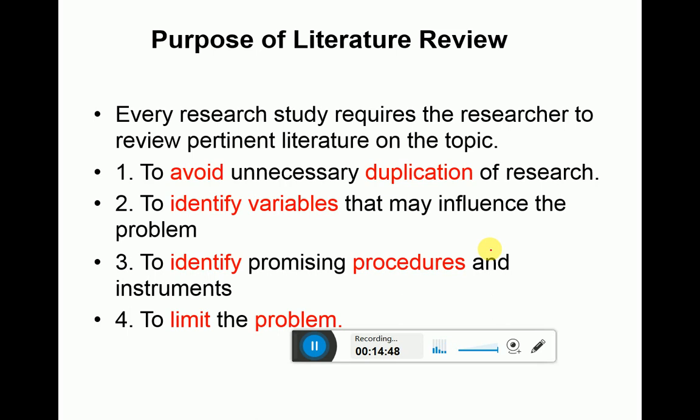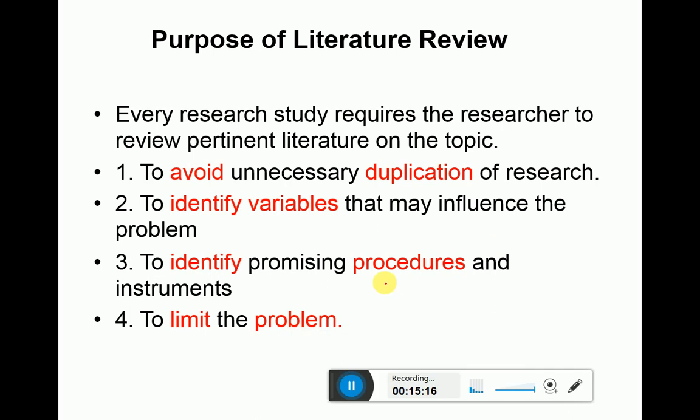To identify variables that may influence the problem. As I told you last time, the literature review basically aims to identify the variables. Variables simply mean the factors the problem is connected to. To identify promising procedures and instruments simply means how others have solved the problem. What are the different techniques used by the others? So identify the procedures, instruments, tools, techniques, etc. That is basically the purpose of the literature review. It will dig out the instruments and procedures by which others have solved the problem.